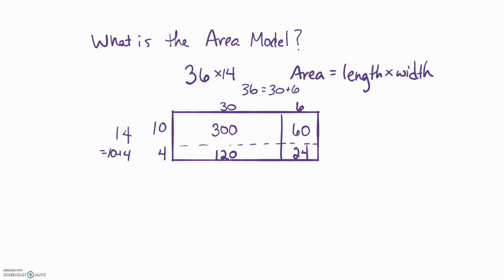So now we have the area of all those little rectangles, but what we wanted is the big rectangle. So in the end, what we have is a much easier addition problem. If we add the hundreds here, we've got 300. And then 120 plus 60, that's going to be 180, plus 24. We have all these zeros that are going to make this much easier to add.